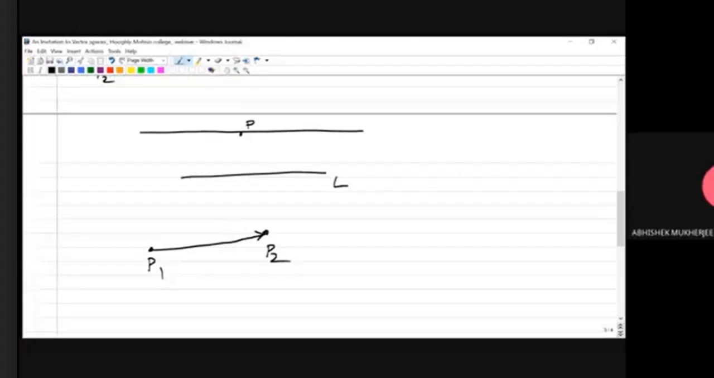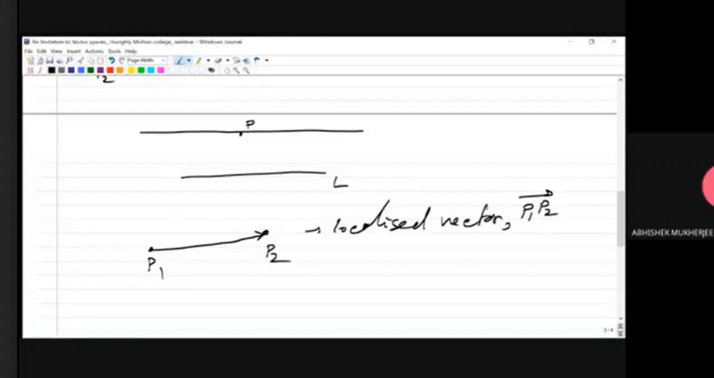So it's defined to be a localized vector. So these are your localized vectors. And it will be denoted by P1P2 arrow, where P1 will be regarded as the initial point and P2 will be regarded as the end point of the localized vector. Now, as the Euclidean geometry includes the length of a segment, that will be considered here also. So the length of the segment is called the magnitude of this localized vector P1P2 arrow, right? The magnitude.